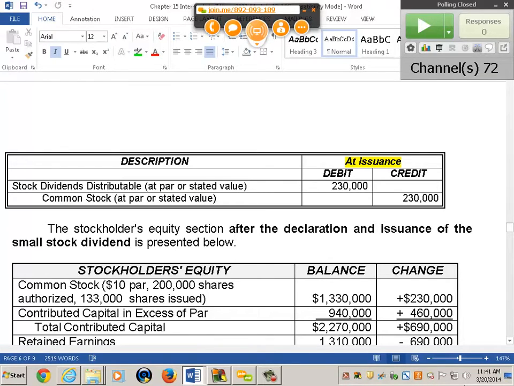Any questions, assuming that the declaration and the issuance of the shares is the same period, any questions on the entries? You debit retained earnings for the fair value, common stock at par, excess goes into common stock distributable at par. That's an equity account, it's not a liability, and the excess goes into paid-in capital. Then when you issue, you debit the stock dividends distributable account at par and credit common stock at par. Any questions on the entries? Again, this is at par, at fair value.